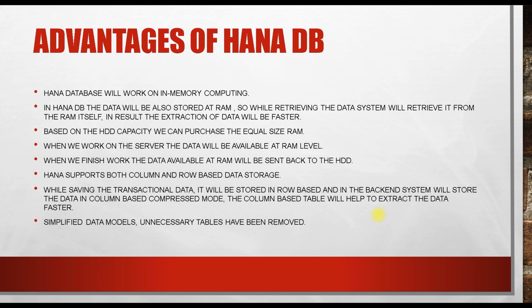And the last thing is simplified data models. Unnecessary tables have been removed. Let me know if you know any tables which were removed from ECC to S4 HANA. We don't have those kinds of tables. For example, when you create a material document or an accounting document, right now there are fewer tables for those things. Just Google it, find it, and let me know in the comments what those tables are.